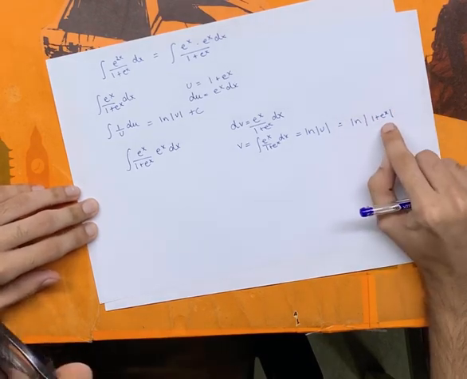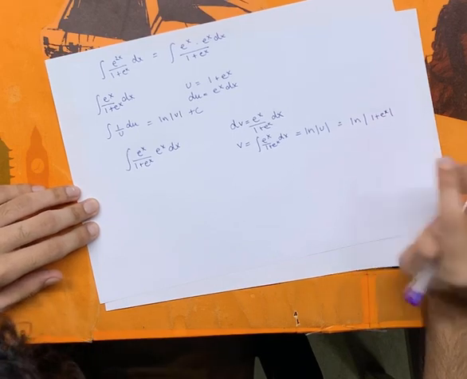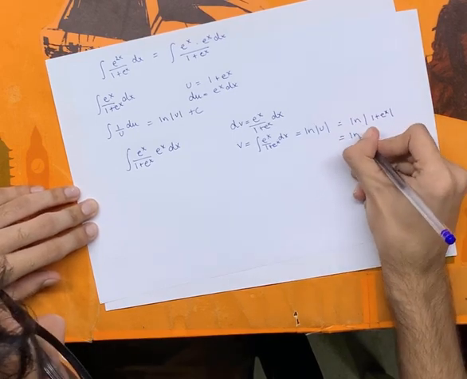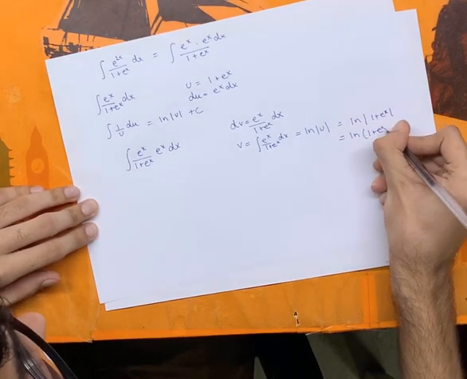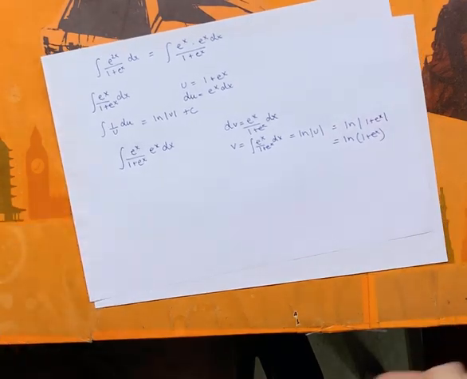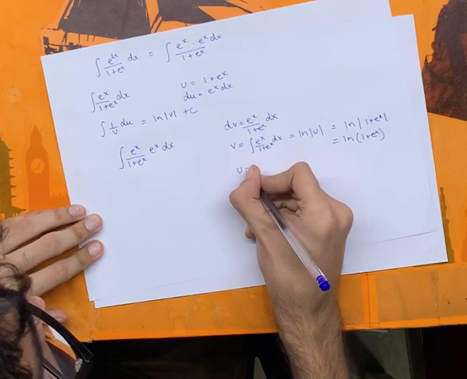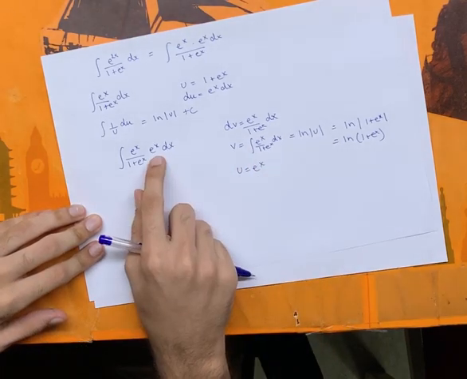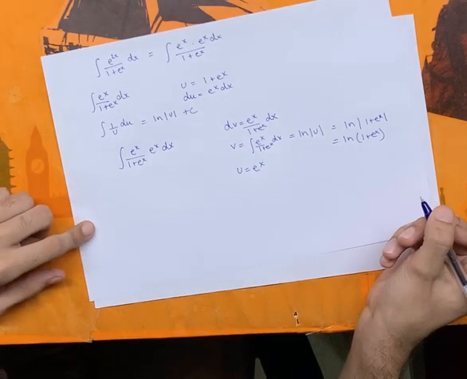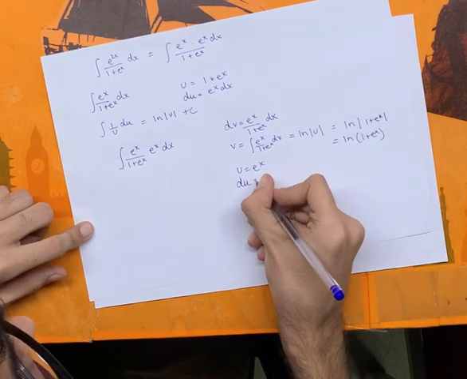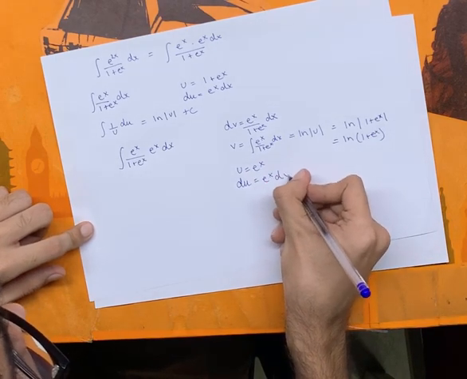But we know that e to the power x is never negative, so we can just write 1 plus e to the power x. We can remove the modulus. And that means we're left with u is equal to e to the power x here from the integration by parts formula. That gives us du is equal to e to the power x dx.